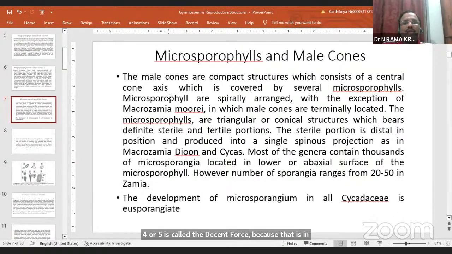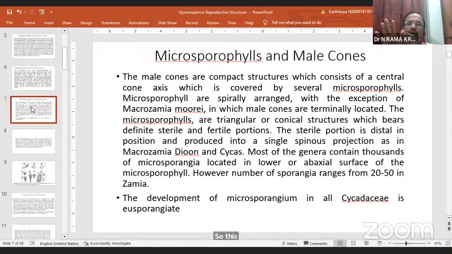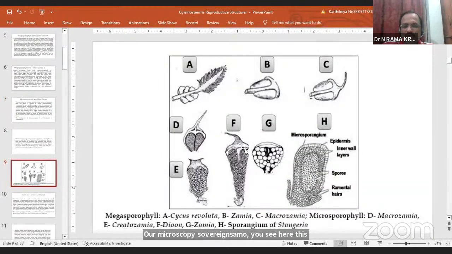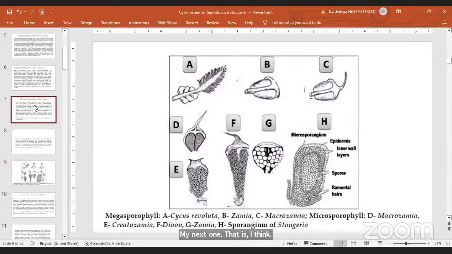The male cones are very compact structures which consist of a central cone axis covered by several microsporophylls. For example, now you see this one; here it is one microsporophyll. All microsporophylls together we call a cone. In between the microsporophylls we are looking at sporangia. For example, here this F1, we call that a sporangium. These sporangia contain spores. A group of sporophylls we call a cone.